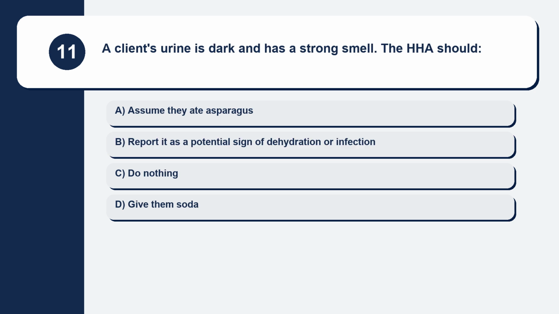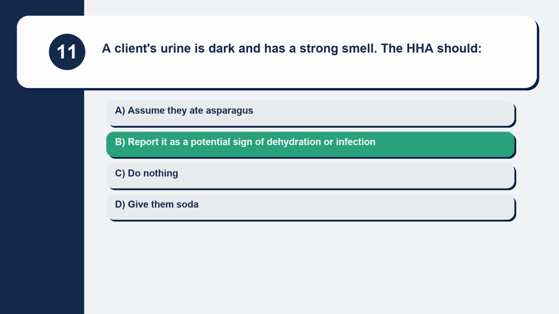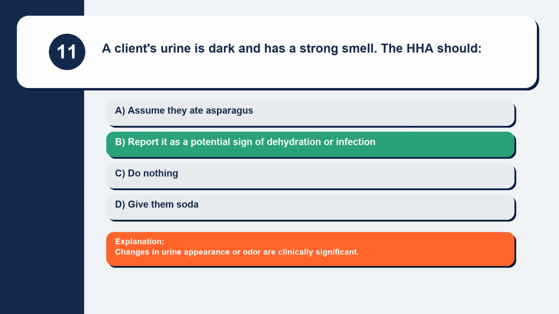Question 11. A client's urine is dark and has a strong smell. The HHA should assume they ate asparagus. Report it as a potential sign of dehydration or infection. Do nothing. Give them soda. Changes in urine appearance or odor are clinically significant.